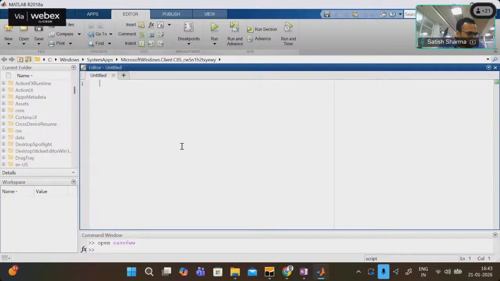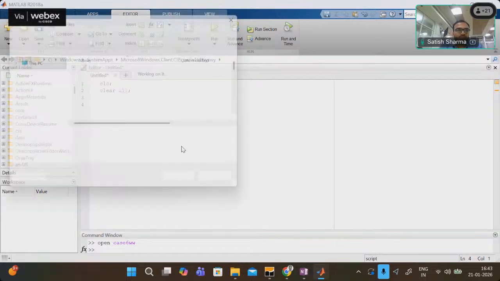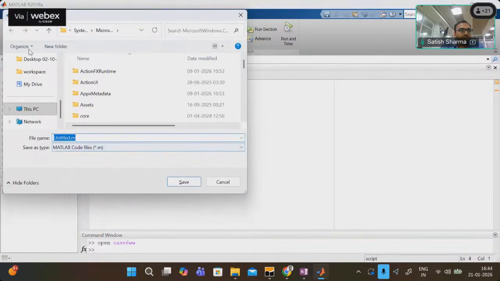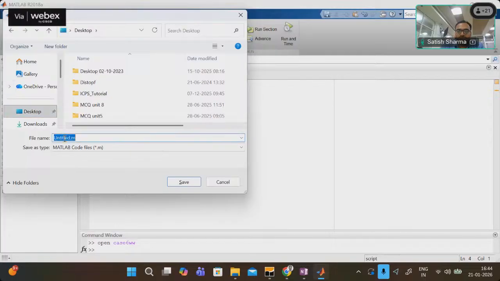Let me write down the very first lines which I write: clc, to clear everything, and clear all, to clear all the variables. These are the two lines which I usually write. Now, how to optimize with the help of MATLAB. Let me save it on the desktop, and this is ELD without losses.